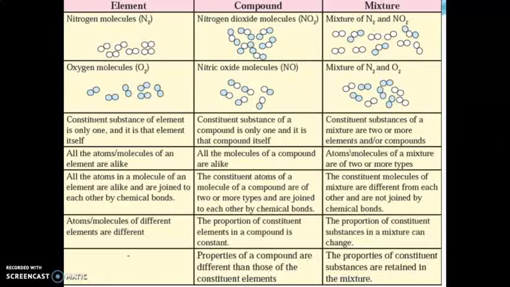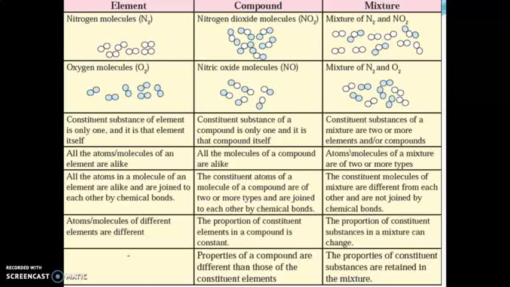The proportion of constituent elements in a compound is constant. That means how much we are going to take is constant. So NO2 means 1 nitrogen and 2 oxygen. Properties of a compound are different than those of the constituent elements. And this we will study in detail. That time I will explain how the compound has different properties than the constituent elements.